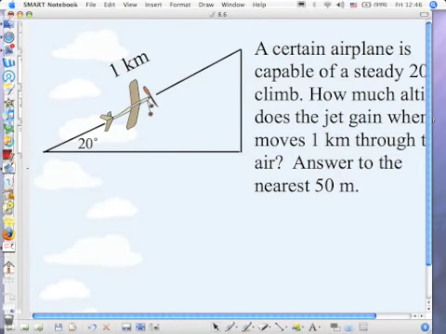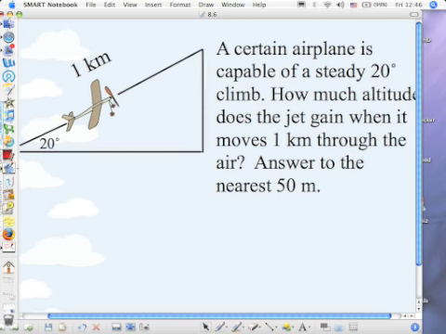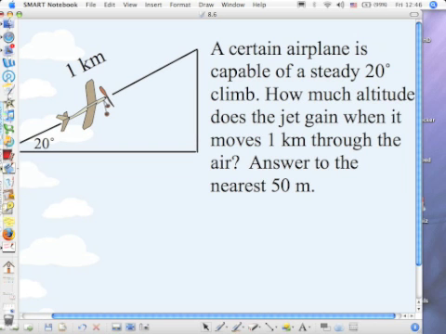An airplane is capable of a steady 20-degree climb. That means this bottom line is your runway or your ground. And when the plane leaves the ground, it's climbing into the air at a 20-degree angle from the ground. It's called an angle of elevation.